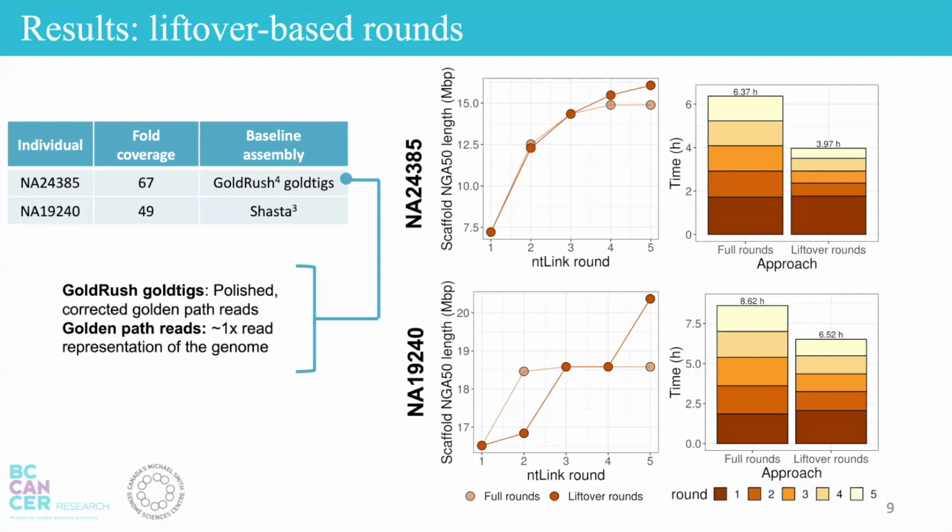And now looking at some results from running the liftover-based rounds of ntLink. Here we're using the same data as in the previous slide. On the left-hand plots, we're looking at the scaffold NGA50 length versus the number of rounds. And you can see as we do additional rounds of ntLink that we are getting pretty good increases in contiguity, and that actually we're seeing better increases in contiguity from using the liftover rounds versus the naive full rounds. And on the right-hand side, we can see that running the liftover rounds does give us a substantial time savings compared to the full rounds.